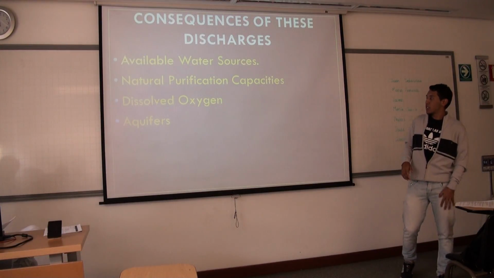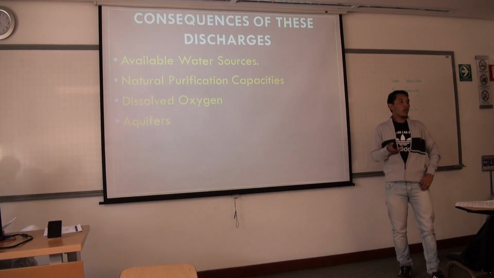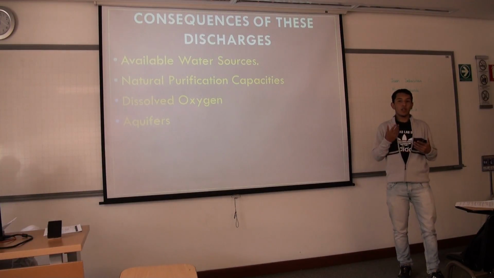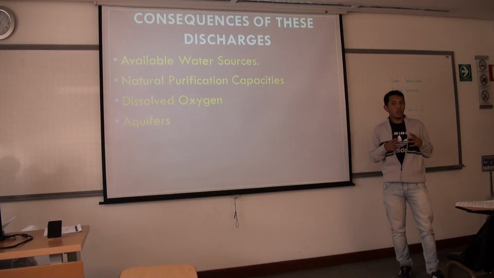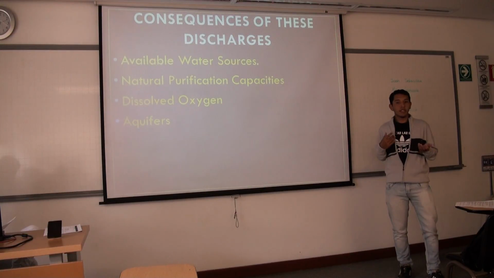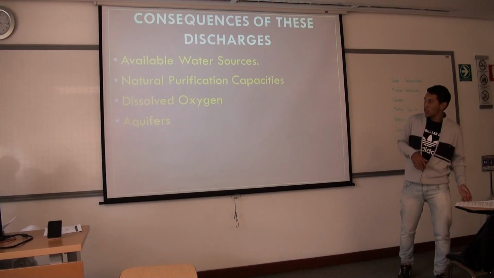The third is the dissolved oxygen. The contamination has, as you know, some particles and chemical elements that could react with the oxygen. So basically, if the system doesn't have oxygen, again, the plants and the animals can't live in this place.